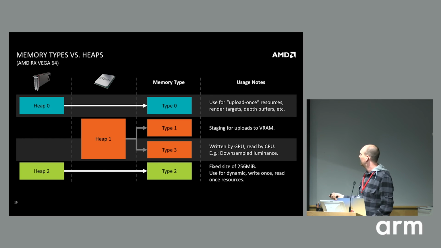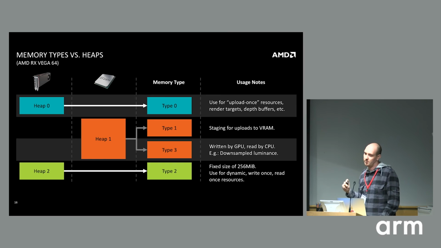So type 0, heap 0, this is our super fast GPU read and write, no CPU access. This is your bread and butter, this is your render targets, this is your depth buffers, this is your static textures, your vertex buffers. This is where you need all that stuff. As we heard in the previous talk, if you end up putting render targets in there, that isn't going to be particularly good for you. So you really want to make sure that all the mission critical stuff is in here, really.